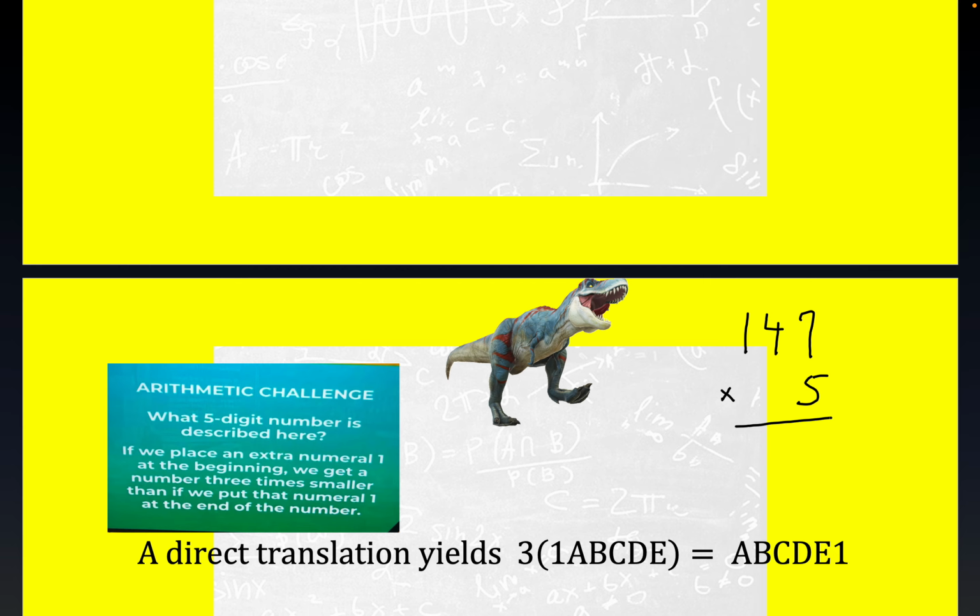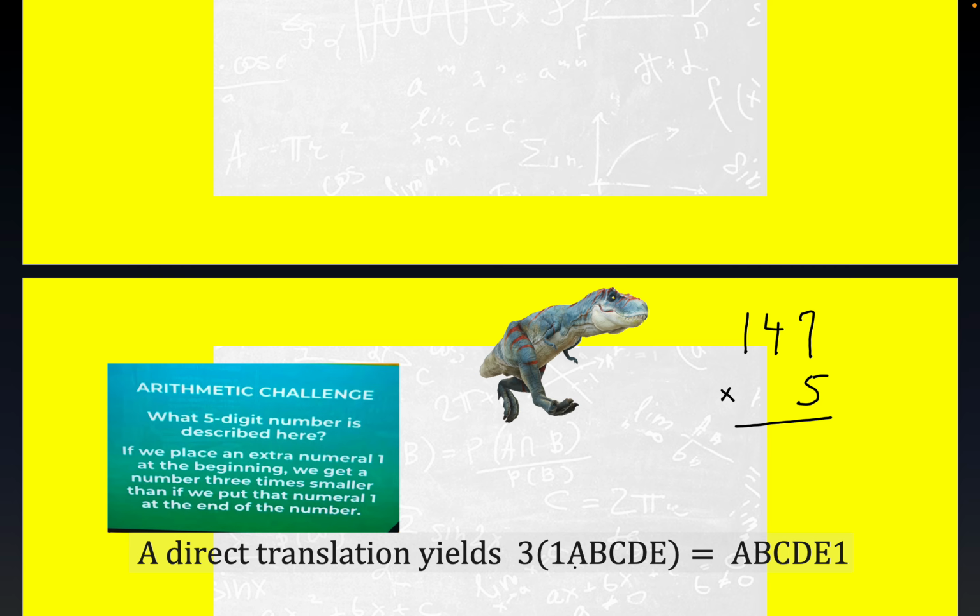Now, the question is, and I'm just doing this as an example, it's an arithmetic challenge, and there's a 5-digit number with a special property. If we place an extra numeral 1, a lot of people call that digit in the US, at the beginning, we get a number 3 times smaller than if we put that numeral 1 at the end of the number. And if you take a look here, folks, this mathematical equation actually represents that in a direct translation. All the English gets converted into a math statement.